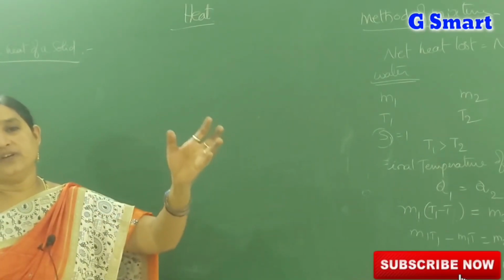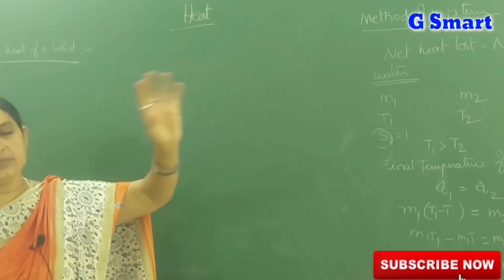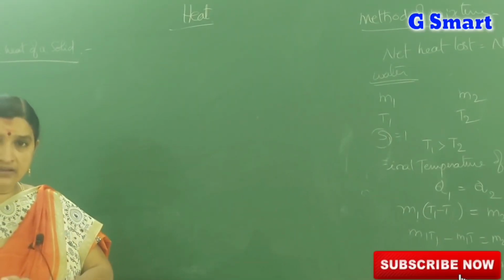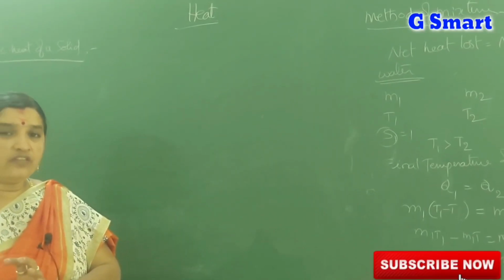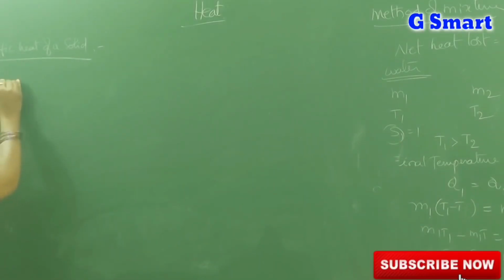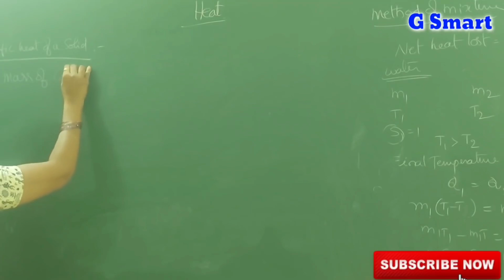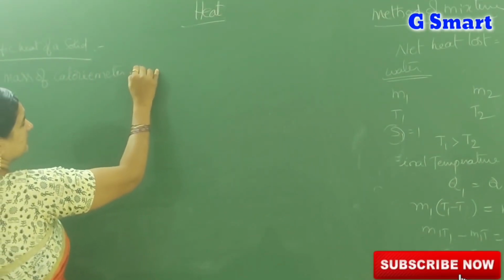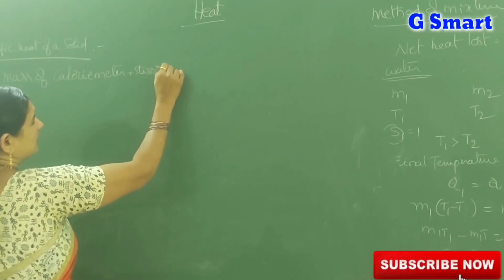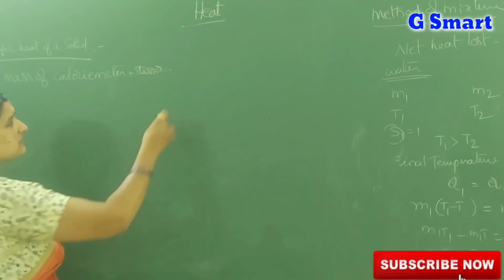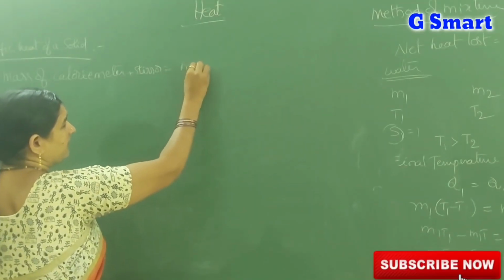The loss of heat by the lead shots is equal to the gain of heat by the calorimeter and water. Then how will we get the specific heat of the lead shots? Let us see. Mass of the calorimeter plus stirrer is equal to M1. By using the stirrer, the mixing becomes very fast.